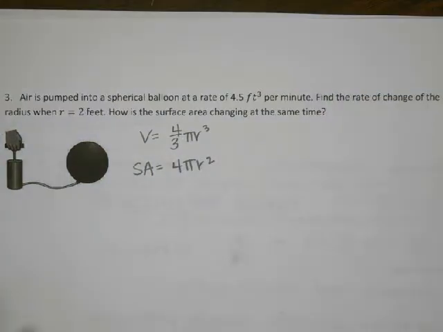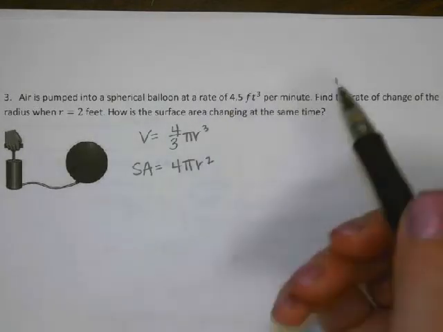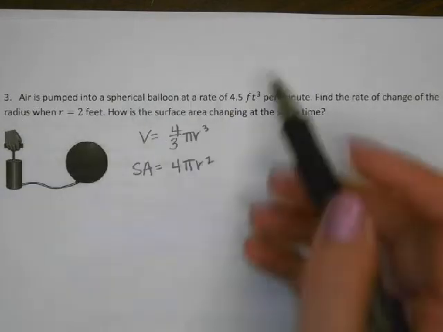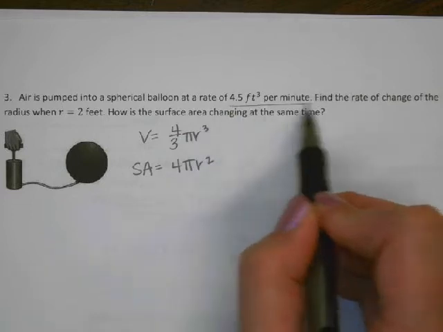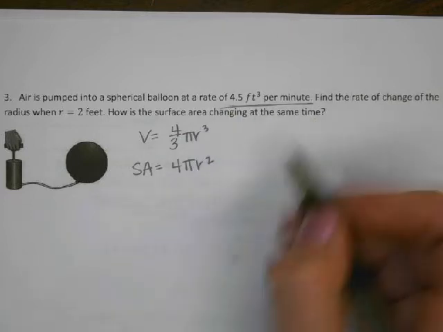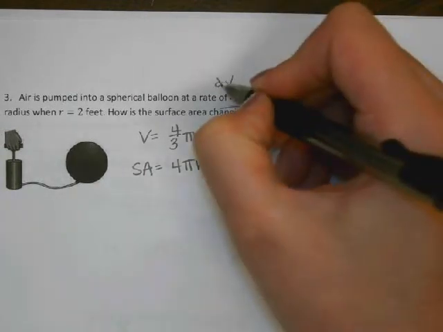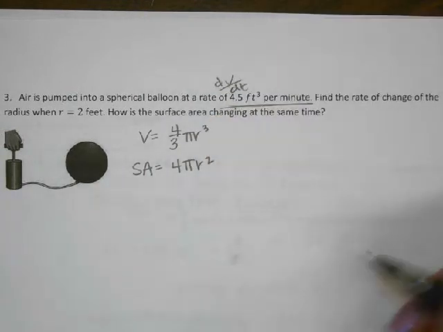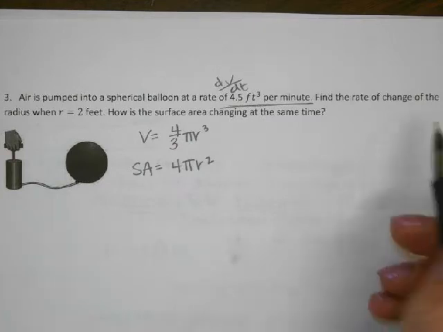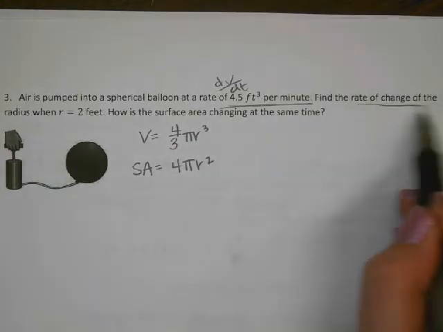So we'll go ahead and annotate the problem just so we know exactly what we have that's important. Air is pumped in at a rate of 4.5 feet cubed per minute. If air is being pumped in, then that's talking about volume. Maybe I'll be more specific and say that's dV/dt, because that's a rate that the volume is changing by. Find the rate of change of the radius.